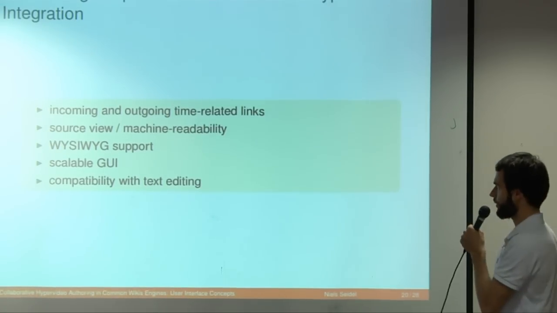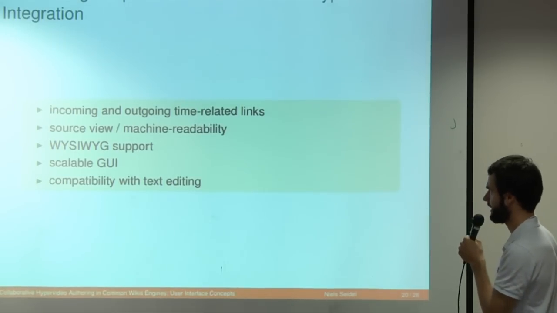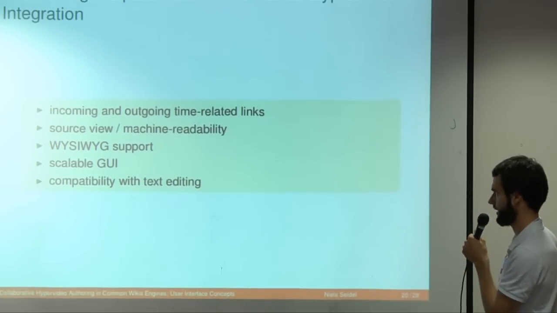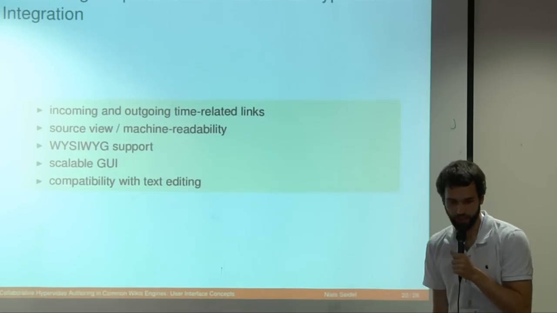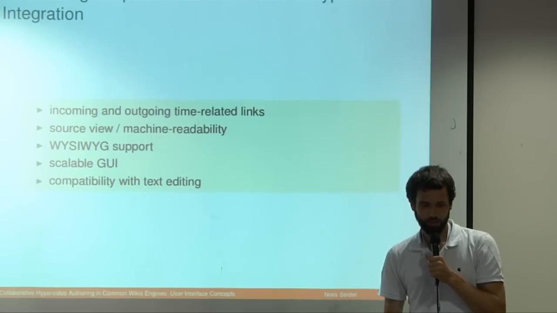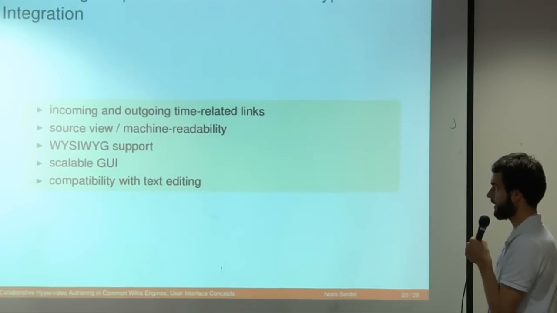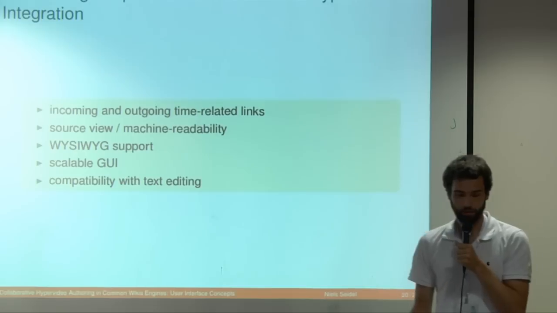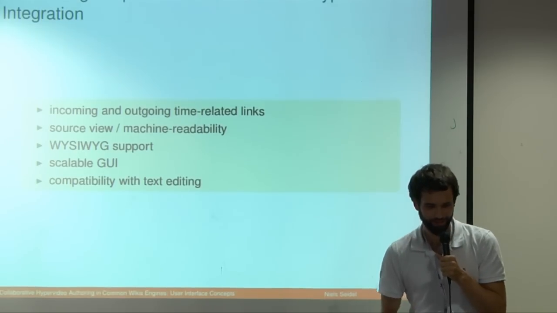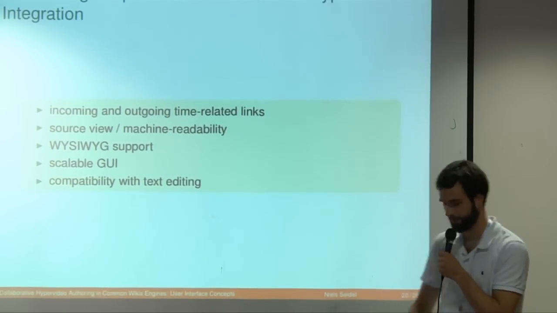So the concluding requirements for a system would be that incoming and outgoing time-related links should be possible. The source is important, as I said a few times, to foster ease of learning. It's important that the users see what they get afterwards, and it should be scalable.